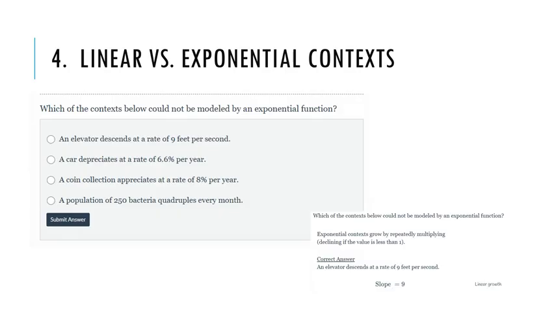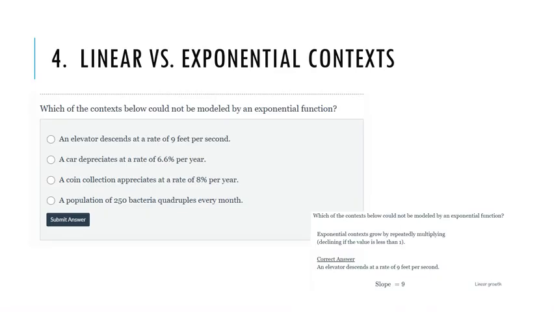Okay? A car depreciates at a rate of 6.6% per year. That means over and over and over again. Now, you have to think about it. The elevator probably ends up hitting 0 at some point, gets down to the ground. A car's value is really never worth 0. So that one's just multiplying and multiplying.